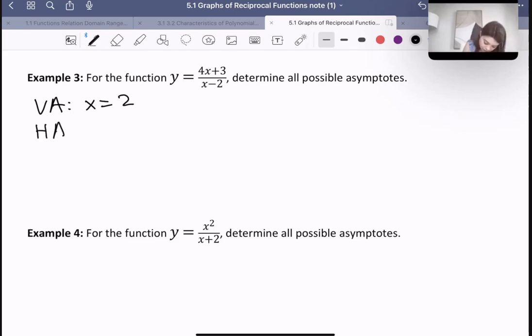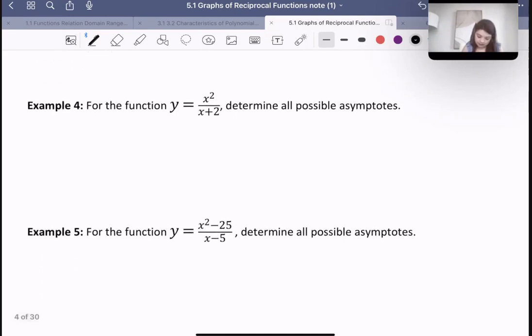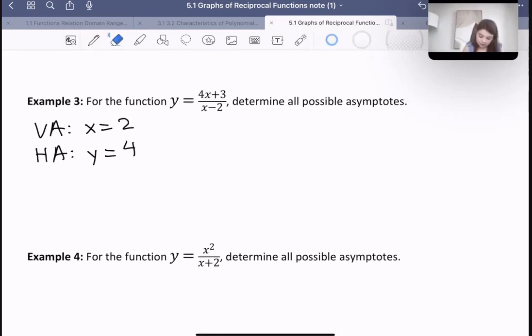Then what about horizontal asymptotes? Well, let's see. Which degree is higher? Is it the degree of the numerator or the degree of the denominator? Or are they the same? So in this case, we have line over line, right? So the degree is the same, so it's just the coefficients of the leading terms. So that would be 4 for this one, and then there's an invisible 1 in front of this x, so it would just be y is equal to 4, right? Because 4 over 1 is just 4. Awesome.